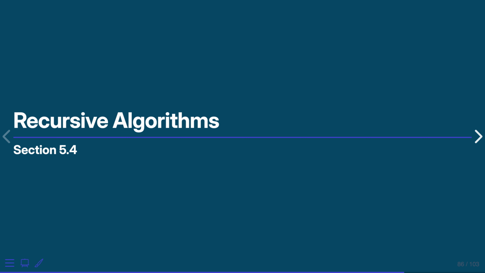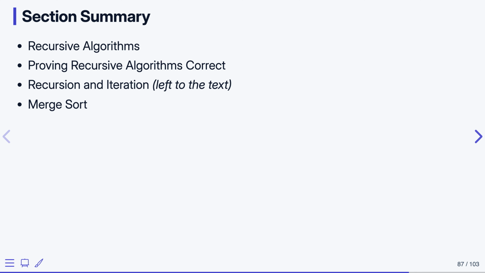Now we turn to recursive algorithms. A recursive algorithm solves a problem by calling itself on a smaller version of the same problem. This is the plan for the section, 4 things. First, what a recursive algorithm is. Then we prove that a recursive algorithm gives the correct answer. The text also compares recursion with iteration, and we leave that comparison to your reading. And last, merge sort, a fast way to sort a list.